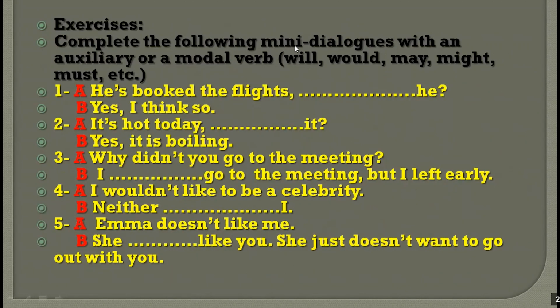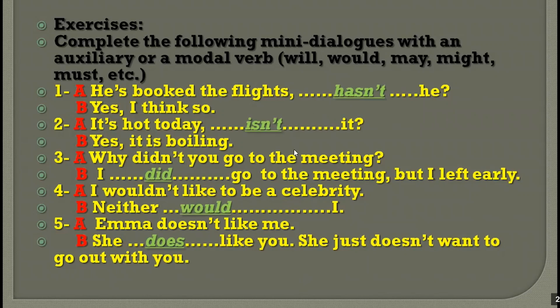Okay, here are some exercises to practice using the auxiliary verbs or the modal verbs. Again, modal verbs are like will or would or may or might or must or should or can or could and so on. What you need to do is to read the statements and complete them using an auxiliary verb or a modal verb. Take your time, and I'm going to show you the answer in a few seconds. You can pause the screen, of course, if you want to write down your answers, and then you can take a look at my answers.